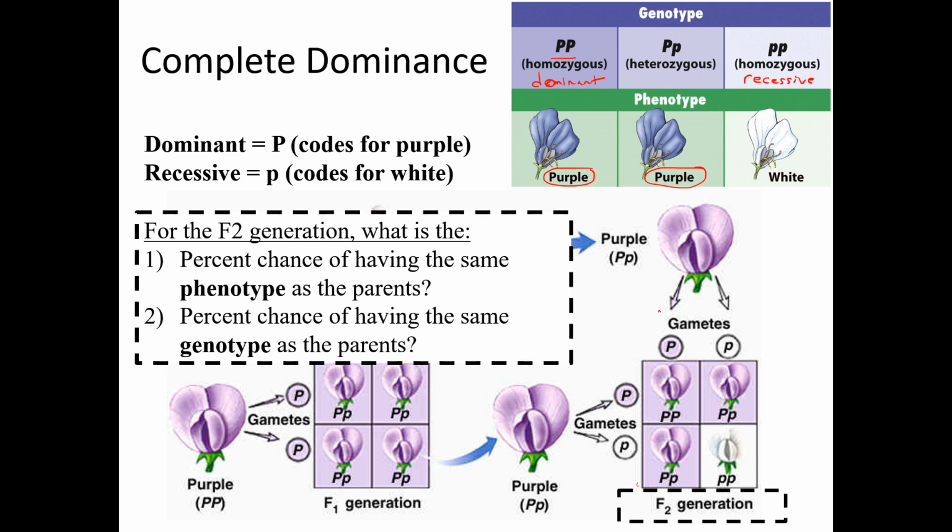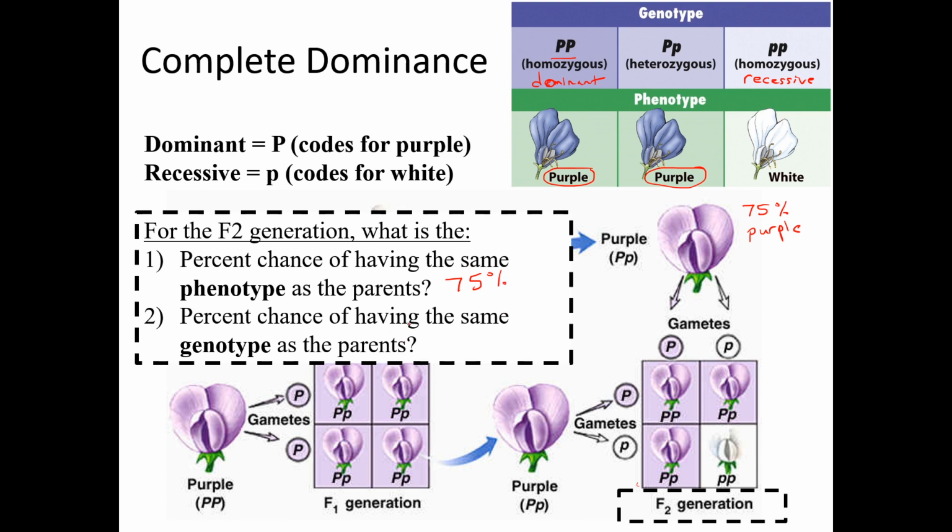So hopefully you've had a chance to do it. If not, go ahead and pause it now. But here we have, for the first part, the phenotype. 3 out of 4, that'd be 75% purple. So that's the phenotype of the parents, so that's a 75% chance, 3 out of 4.